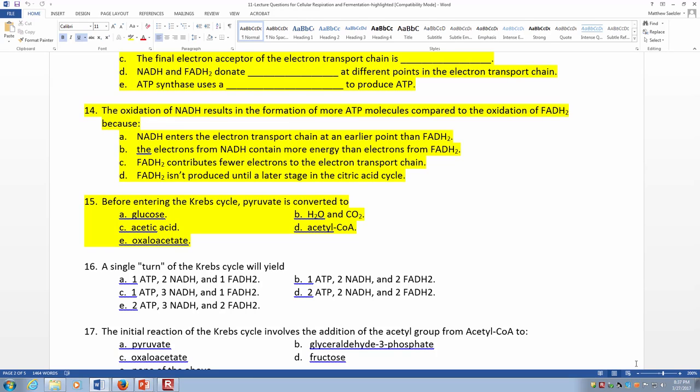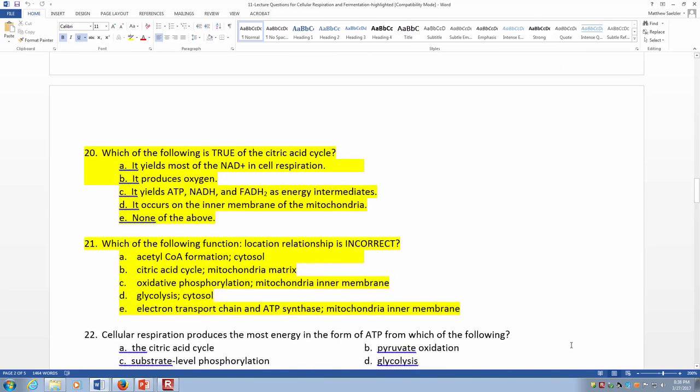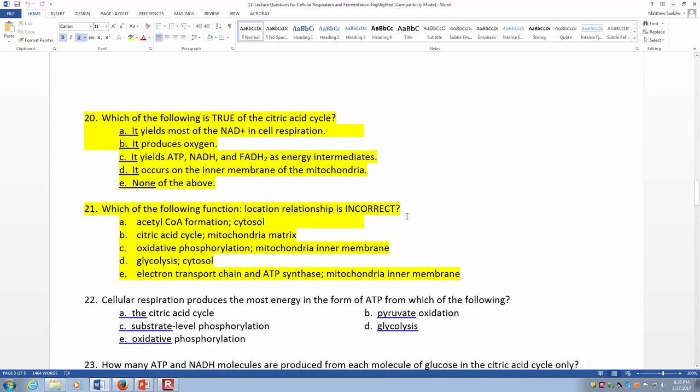Okay, 15, before entering the Krebs cycle, pyruvate is converted into what? Right, D, acetyl coenzyme A. 20, which of the following is true of the citric acid cycle? Right, that it produces ATP, NADH, and FADH2.